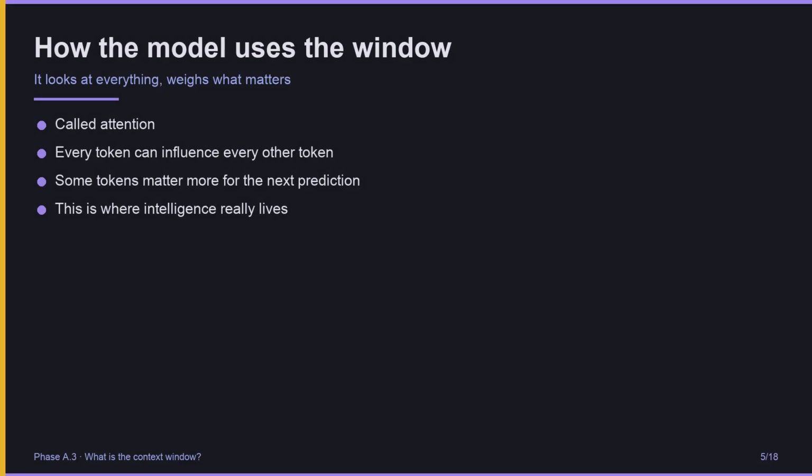How does the model actually use the window? It looks at everything in it at once, and weighs which parts matter most for predicting the next token. This weighing process is called attention. Every token can influence every other token, in any direction. Some tokens matter more for the next prediction, some matter less. The model learns these weights during training. Attention is where intelligence really lives, not in some magic thinking process, but in the math of weighing relevance.